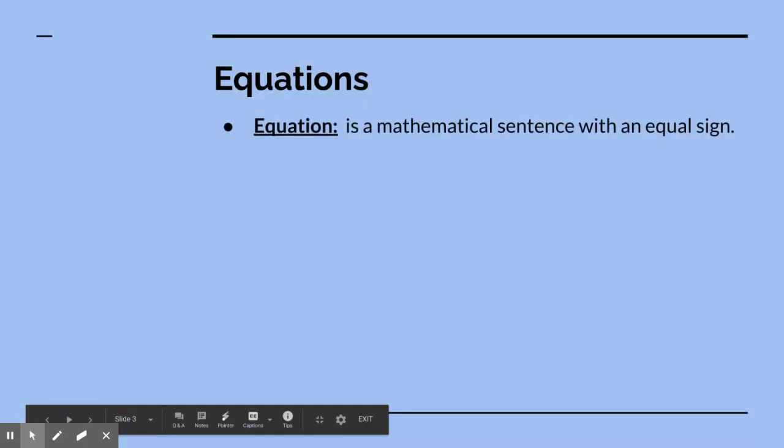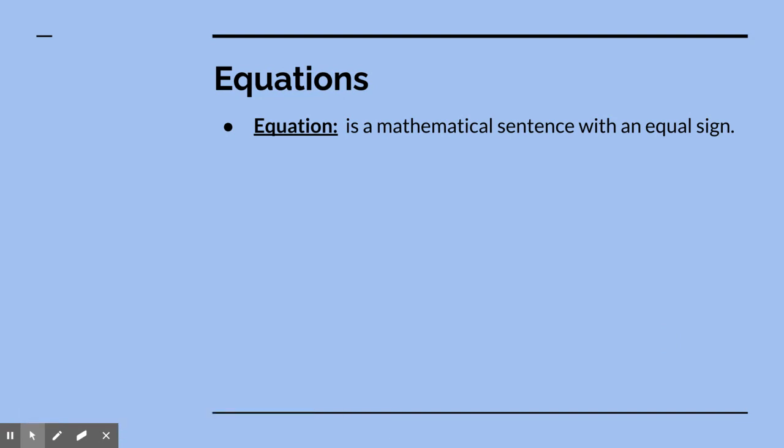So this is something that you should already have been practicing with. On Friday, you should have been practicing with equations. So what is an equation? Not just Friday, but also Thursday as well, in case you're an A or B day student. An equation is a mathematical sentence with an equal sign.